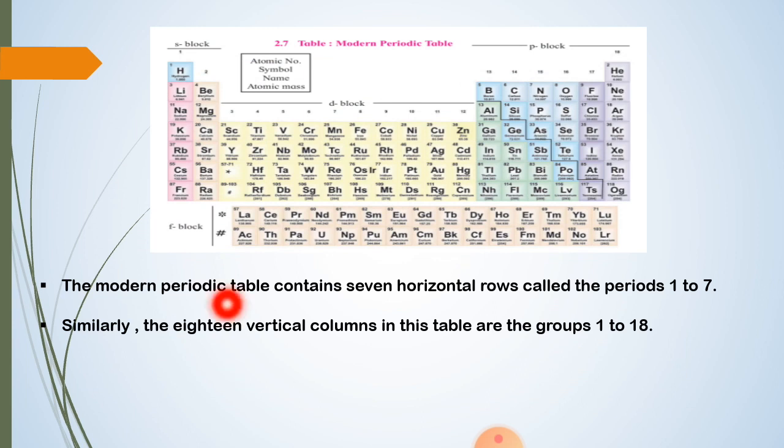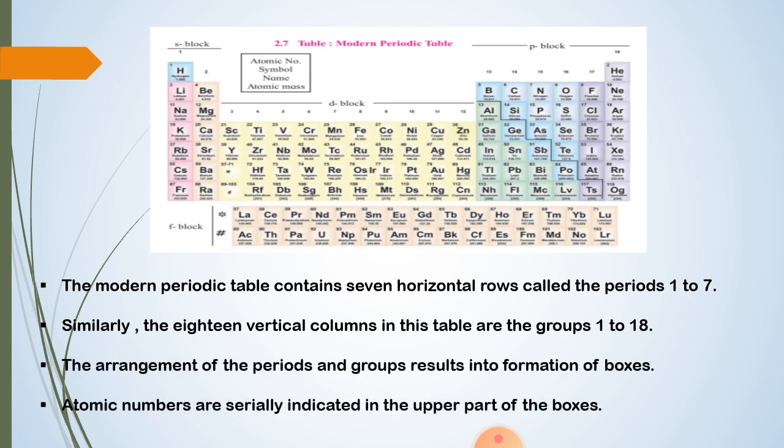The modern periodic table consists of 7 horizontal rows and they are called what? Periods 1 to 7. Similarly, the 18 vertical columns are called groups, and there are groups 1 to 18. The arrangement of periods and groups results in the formation of boxes. Each element is placed in a box. Atomic numbers are serially indicated in the upper part of the boxes.